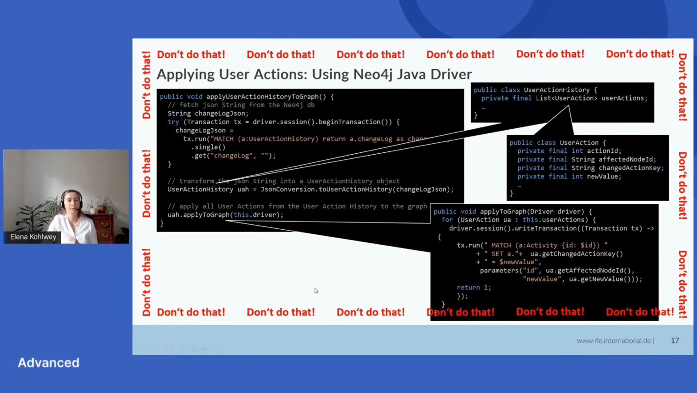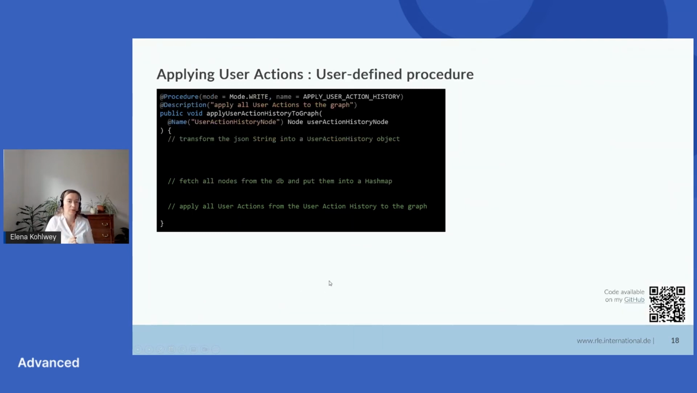So let's look at the other solution, doing this as a user-defined procedure. The user-defined procedures are something that you have to write in Java. Then if you compile this project, you get a jar file. This jar file can then be put into the plugin folder of the graph database you're looking at. And then the functions and procedures that you coded are directly executed on the database itself. So here I have a procedure which receives a node, for example, as a parameter. It receives the user action history node. You don't need to do this. The procedure itself could also go looking for the node, which is just one more additional step.